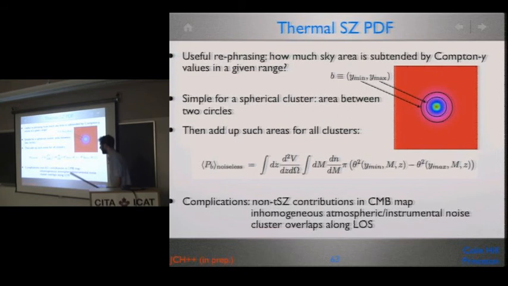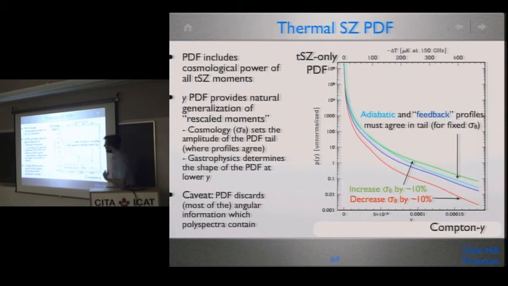But there are complications to this. So one obvious one is that if there are overlaps along the line of sight, this isn't going to work. So this only works if your experiment has noise levels such that you're only going to resolve clusters that are so rare that there aren't going to be any overlaps along the line of sight. This approximation is valid for ACT, but probably not for future experiments, so it will require some additional thinking. You also have to worry about non-TSZ contributions in the CMB map, and one particularly hard thing is inhomogeneous noise in the map, which makes the covariance matrix difficult to calculate. But the idea here, I think, is quite useful to see how this works.